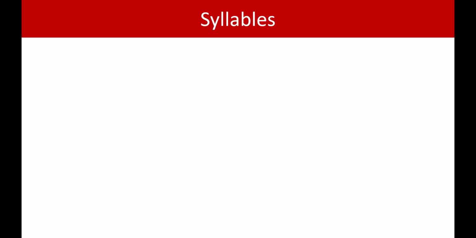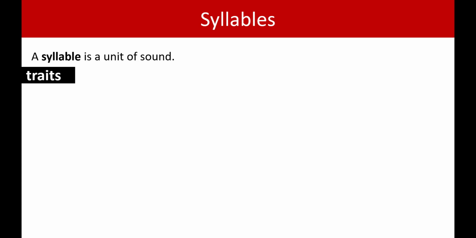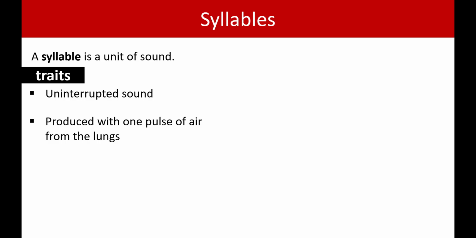In this video, we're going to talk about syllables, and we're going to talk about the 7 types of syllable. So what is a syllable? Well, a syllable is a unit of sound. Let's look at some traits. It's a unit of uninterrupted sound, and it's produced with one pulse of air from the lungs.